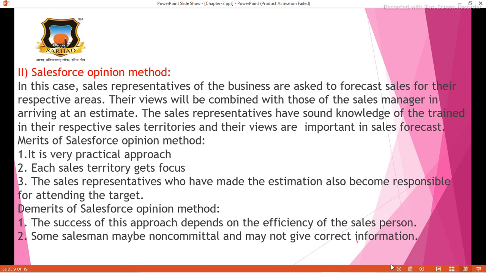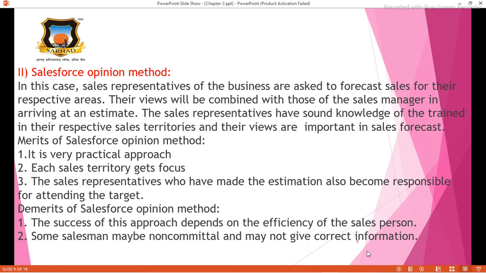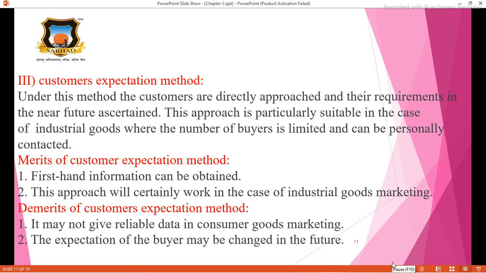Then see the demerits of the sales force opinion method. The success of this approach depends on the efficiency of the salesperson. Another is that some salesmen may be non-committal and may not give correct information. These are the demerits.